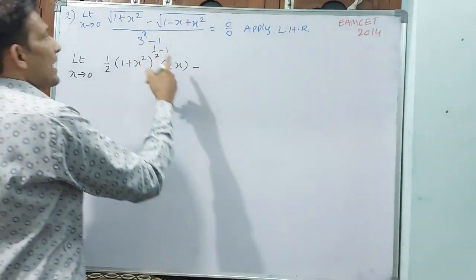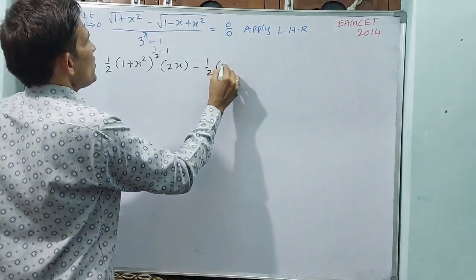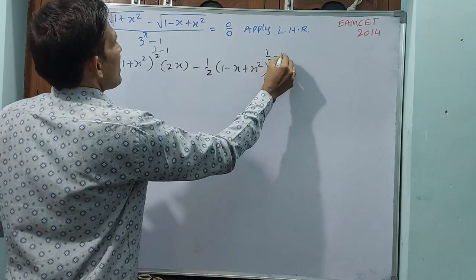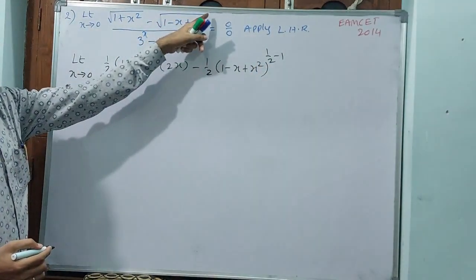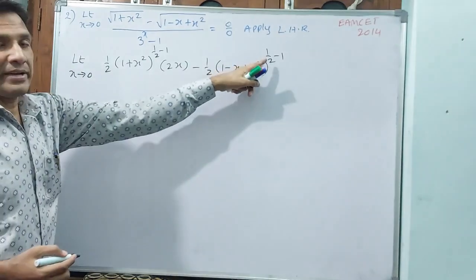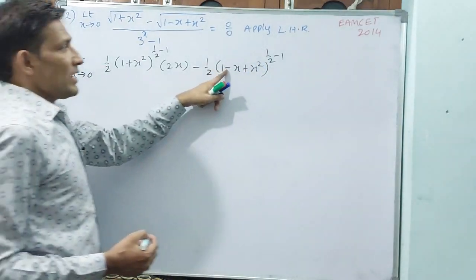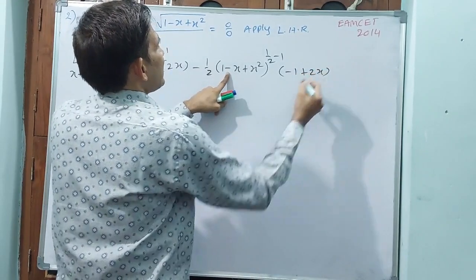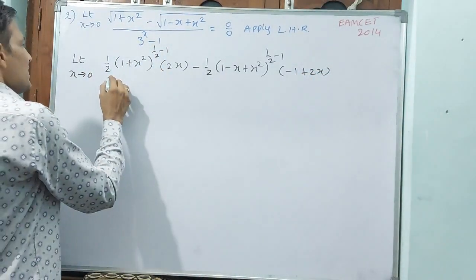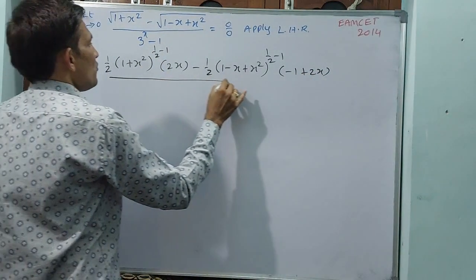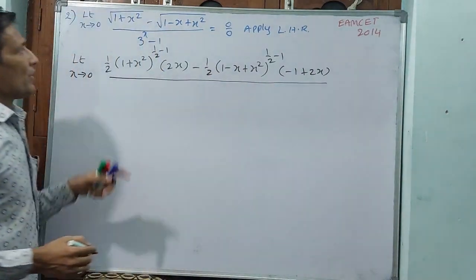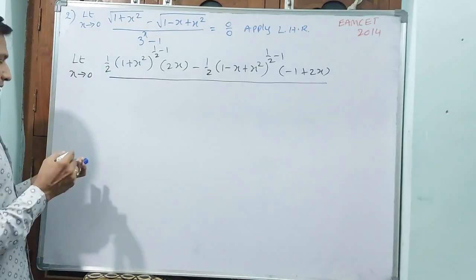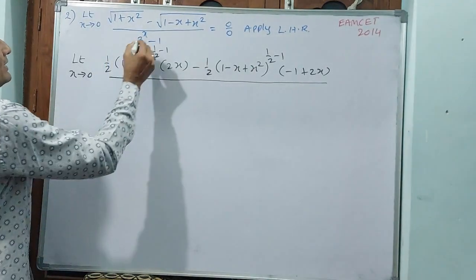Minus, again this 1 by 2 into 1 minus x plus x square whole to the power of 1 by 2 minus 1, because root means power 1 by 2. 1 by 2 n into x power n minus 1. Again here, minus 1 plus 2x differentiation. Little bit carefully you do the denominator, because this is not x power 3, it is 3 power x. Let me write it properly.